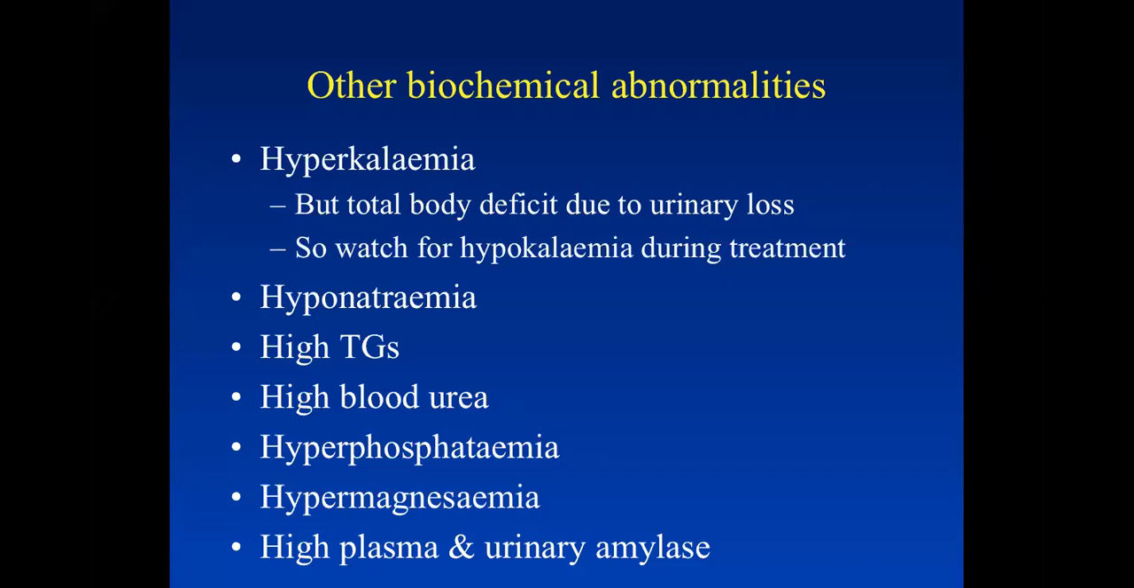They also can have hyponatremia, high triglycerides, high urea because of the renal failure, high phosphate, high magnesium, and high amylase levels. There's a disturbance to the pancreatic functions. All these things can lead to these abnormalities.